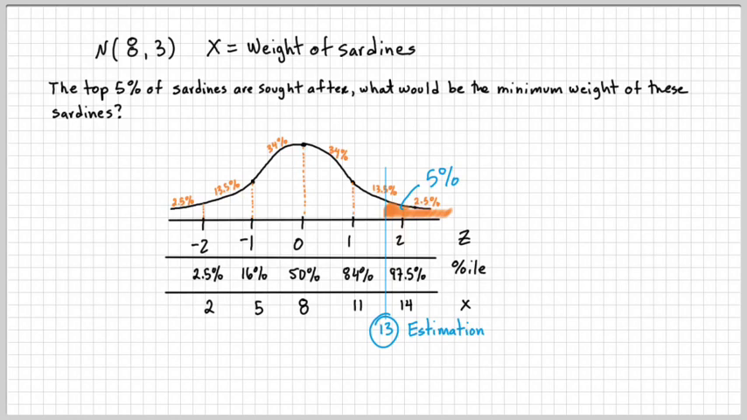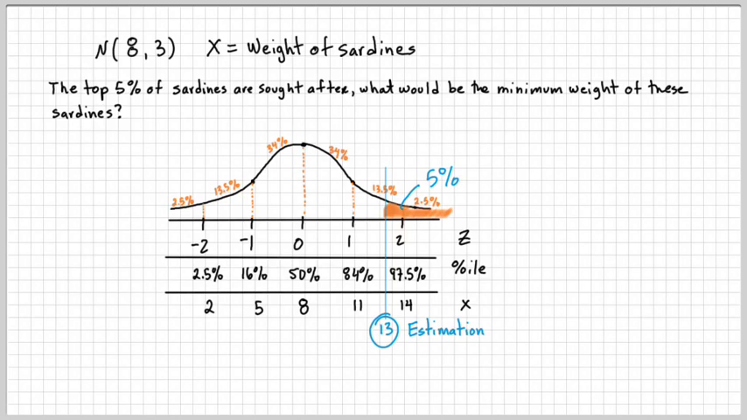5% is kind of close to 2, but not quite. Remember, at 2 onward is 2.5%. So 5% is a little bit more. It's not between 1 and 2, but close to it. And if we shade this piece here and we draw a vertical line, it might hit close to 13.